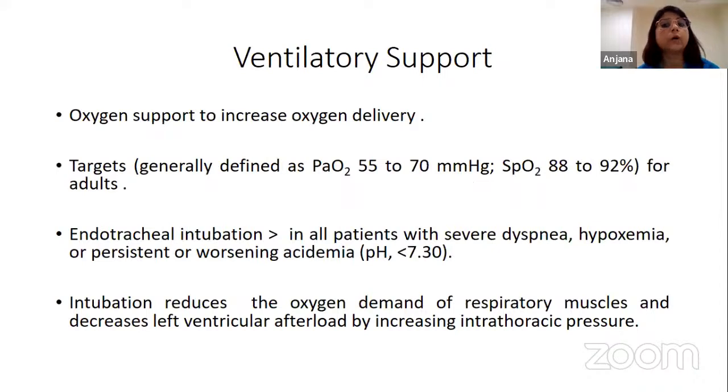Now, ventilatory support, why do you need to do that? You have to maintain the oxygen delivery to the tissues. You can give oxygen if the work of breathing is not that much, you can target your oxygenation to 55 to 70 millimeters of mercury, or a saturation of 88 to 92% is also okay.